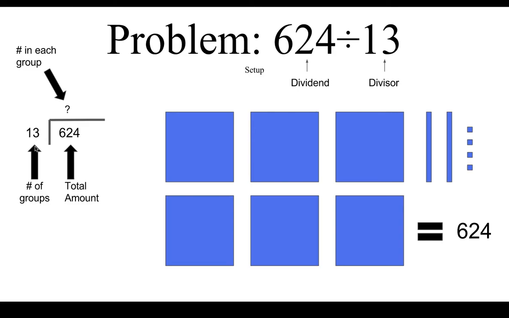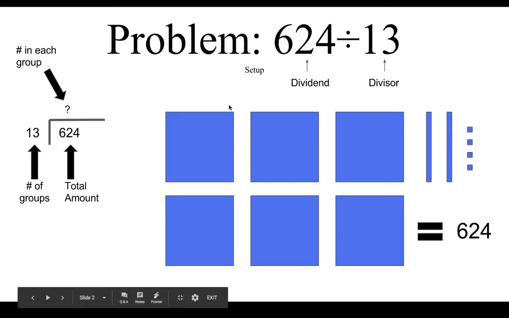So the 13 is supposed to represent the number of groups, and the 624 is supposed to represent the total amount, and the unknown amount that you're solving for is the number in each group. And we could represent this using the base 10 blocks. So I modeled it out over here.